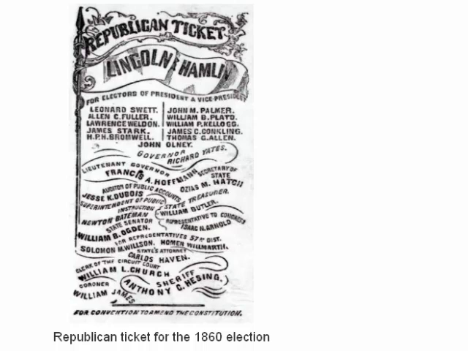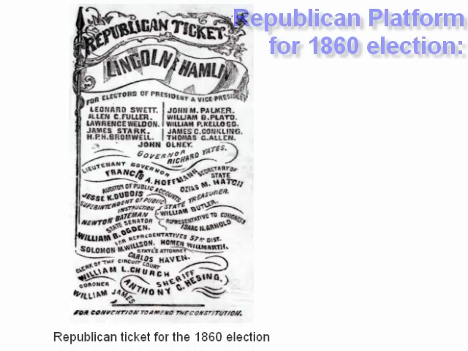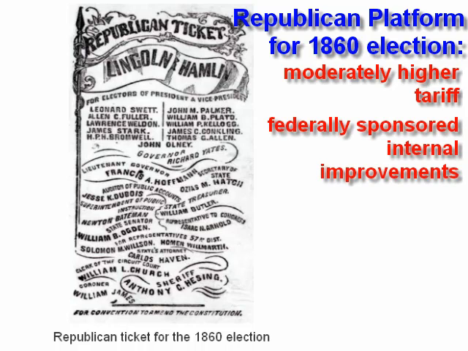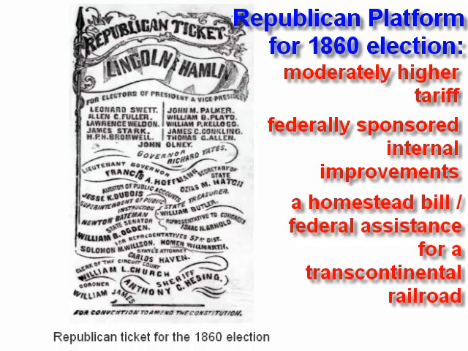Now, William H. Seward was pretty confident that he was going to be the Republican nominee in 1860, but the party leaders realized that they had to become more than just the focal point for the anti-slavery movement. So included in the Republican platform were calls for a moderately higher tariff, federally sponsored internal improvements, a homestead bill, and federal assistance for a transcontinental railroad to be built over a central route, which would appeal to the North and the South.